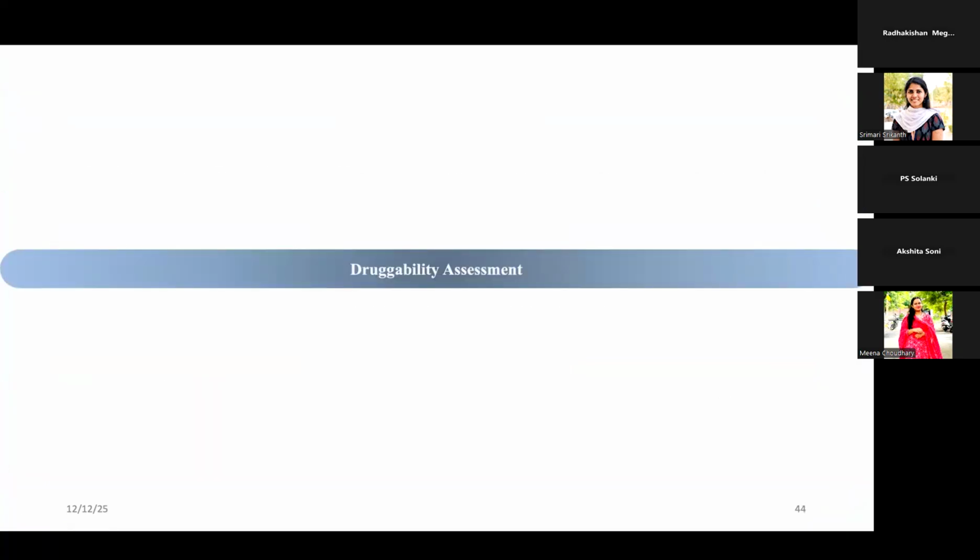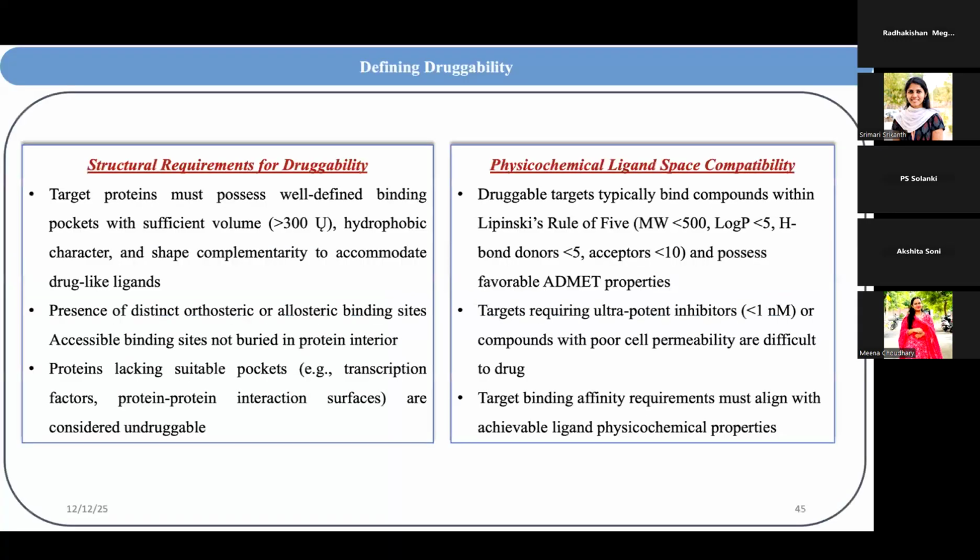So so far we have looked at target identification, but we have to make sure that our target is actually druggable. That requires structural requirements for druggability. Most of the targets are proteins. The proteins need a well-defined binding pocket for ligand binding, which can have hydrophobic character, and it should be buried. It can be either orthosteric or allosteric.